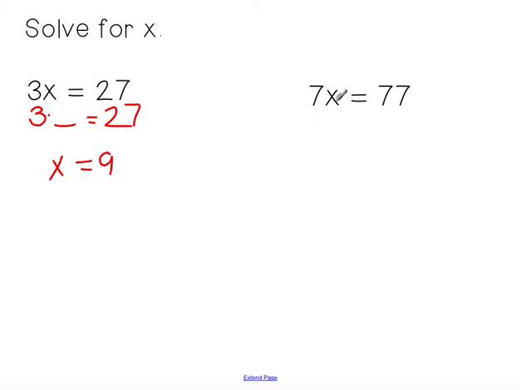And then we have the second example, 7 times x is 77. If you know your math facts well, you would know that x has to be 11 because 11 times 7 is 77.